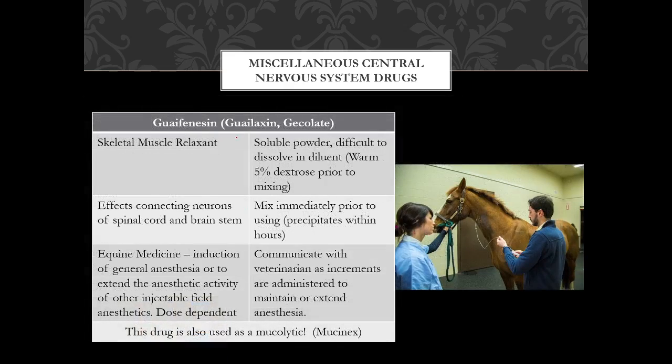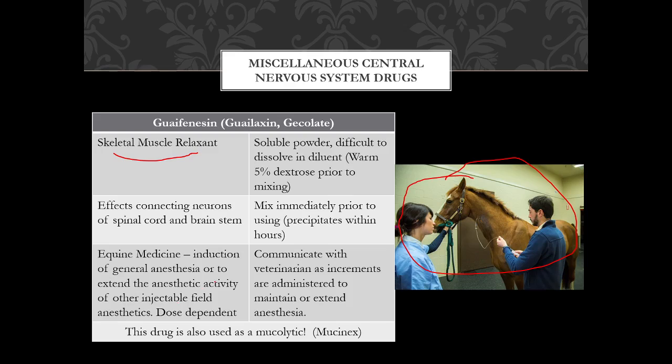Guaifenesin. Guaifenesin is a skeletal muscle relaxant that we use in horses. It affects connecting neurons of the spinal cord and brainstem. In equine medicine, we use it with induction of general anesthesia or to extend anesthetic activity if we're giving injectable field anesthetic. So we're doing it in the field.